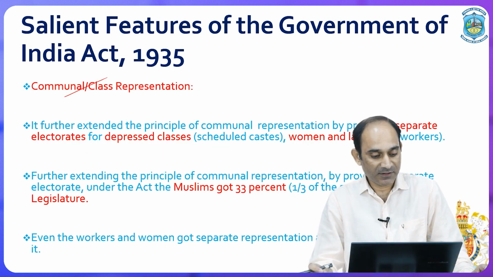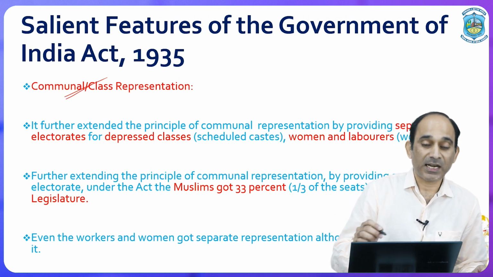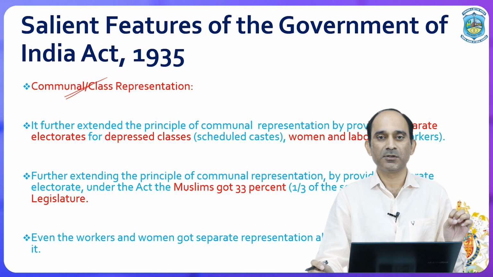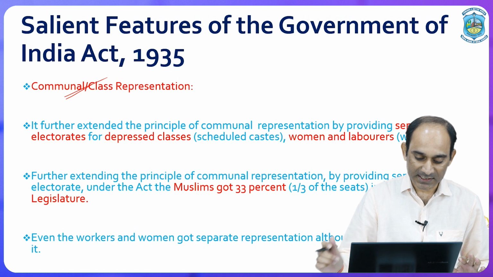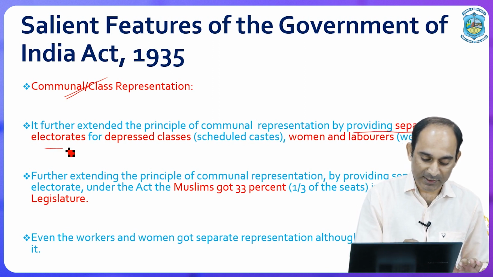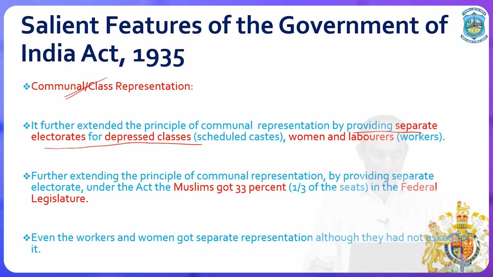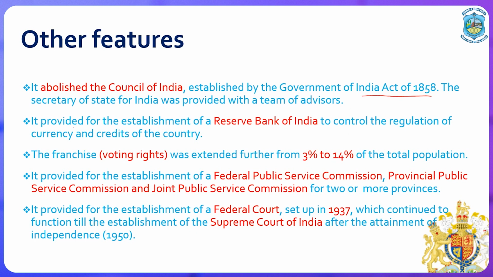The Governor General remained overall in charge of both the reserved as well as the transferred subjects. This Act of 1935 introduced class representation. If you remember, the previous Act already had the provision where communal representation was introduced, but this Act provided for separate electorates for depressed classes, that is scheduled classes, for women and for laborers, even though laborers and workers did not demand it. It further extended the principle of communal representation by providing separate electorates. The Muslims got 33% in the federal legislature. So these were the important provisions provided by this Act.